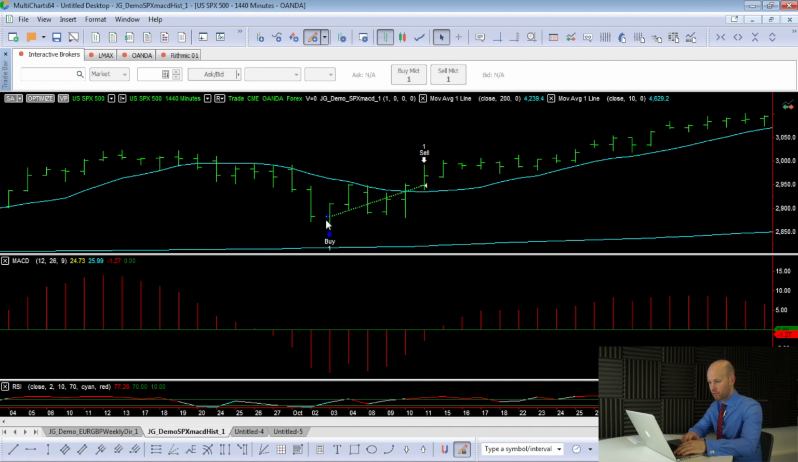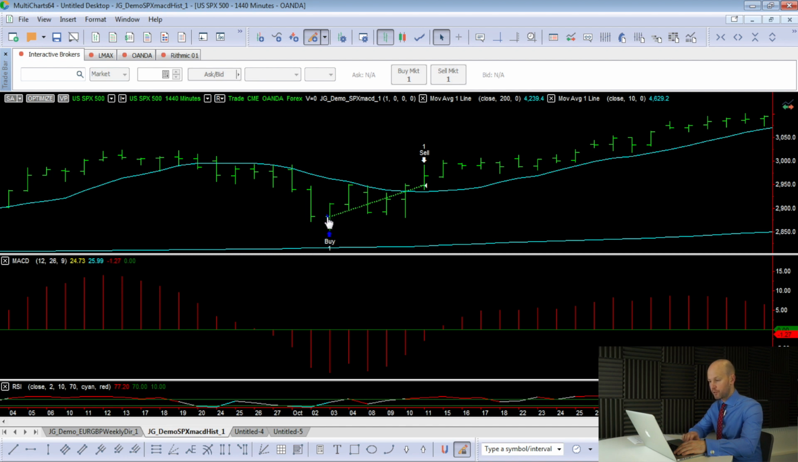So our first entry is here. You'll see that we've got positive histogram levels of the MACD, and then this is our first negative one. So 1, 2, 3, and each is lower than the other one. And once we've got our 3, then we enter on the open of the next bar.